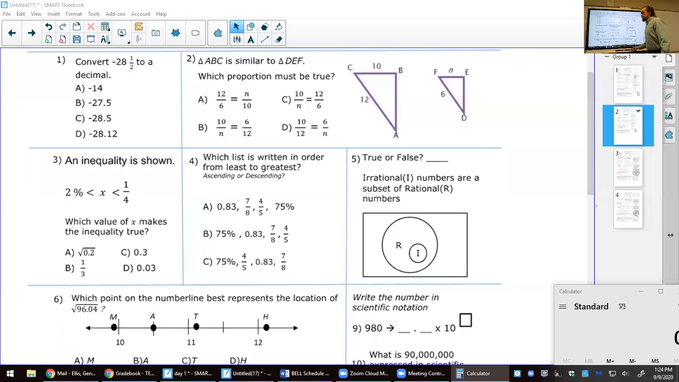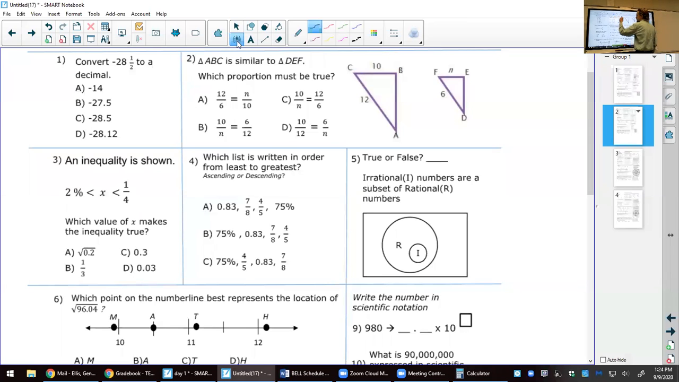Okay, so let's go over how to do some 8th grade math. In case you forgot or have never seen it, this is just questions for today. So first one, convert -28 1/2 to a decimal.